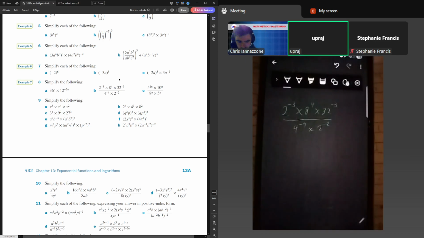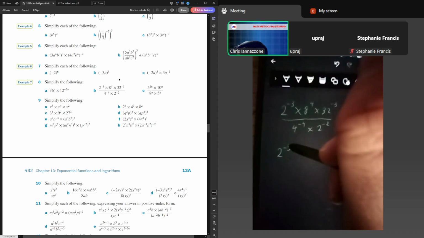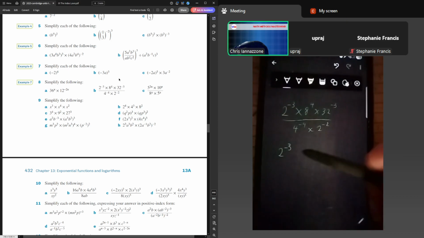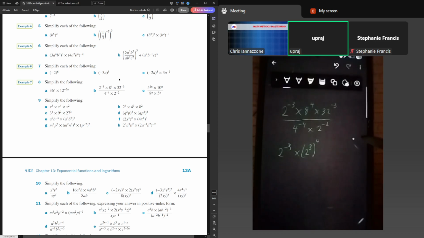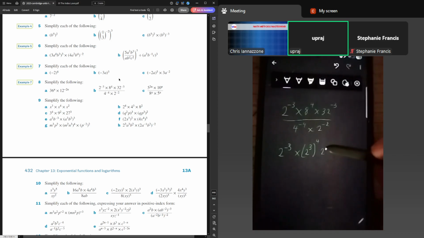So we already have 2 like numbers that are already in the base of 2, so we leave them alone. Yep. And so 8 to the power of 4 can become 2 to the power of 3 to the power of 4. Yeah, that's it. 8 is 2 to the power of 3, and then we leave that power of 4 behind where it was. And hold on. Okay, so 32 becomes 2 to the power of 5 to the power of negative 3. That's good, yeah.